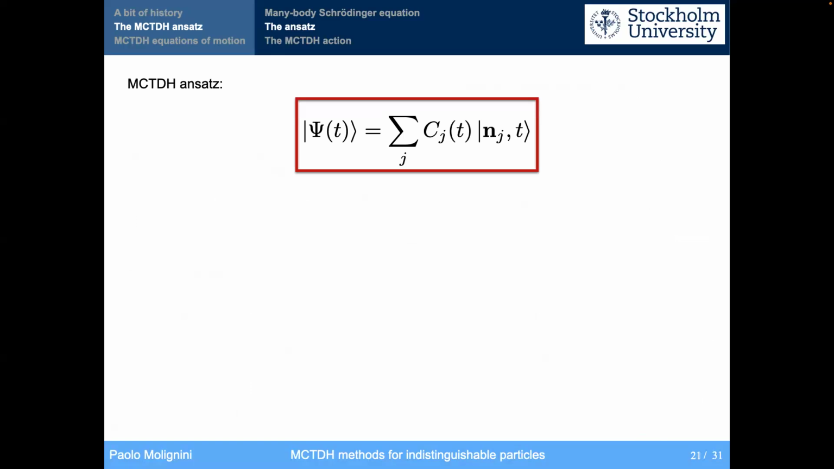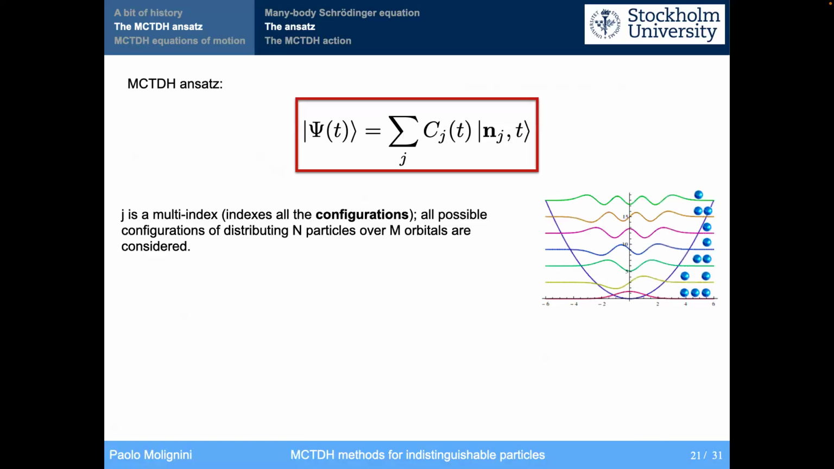Questions so far about this decomposition? Okay, clear. So then a couple of notes.